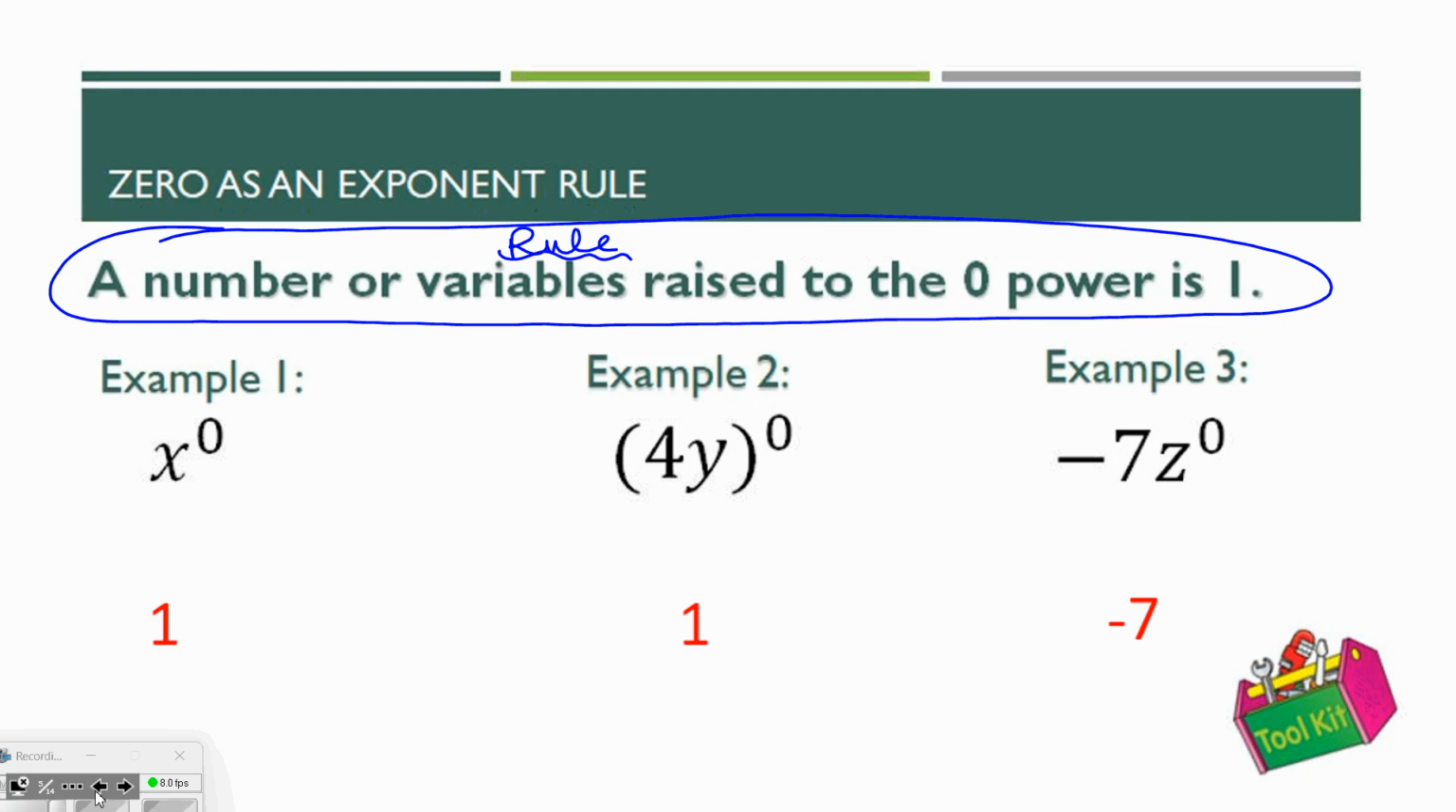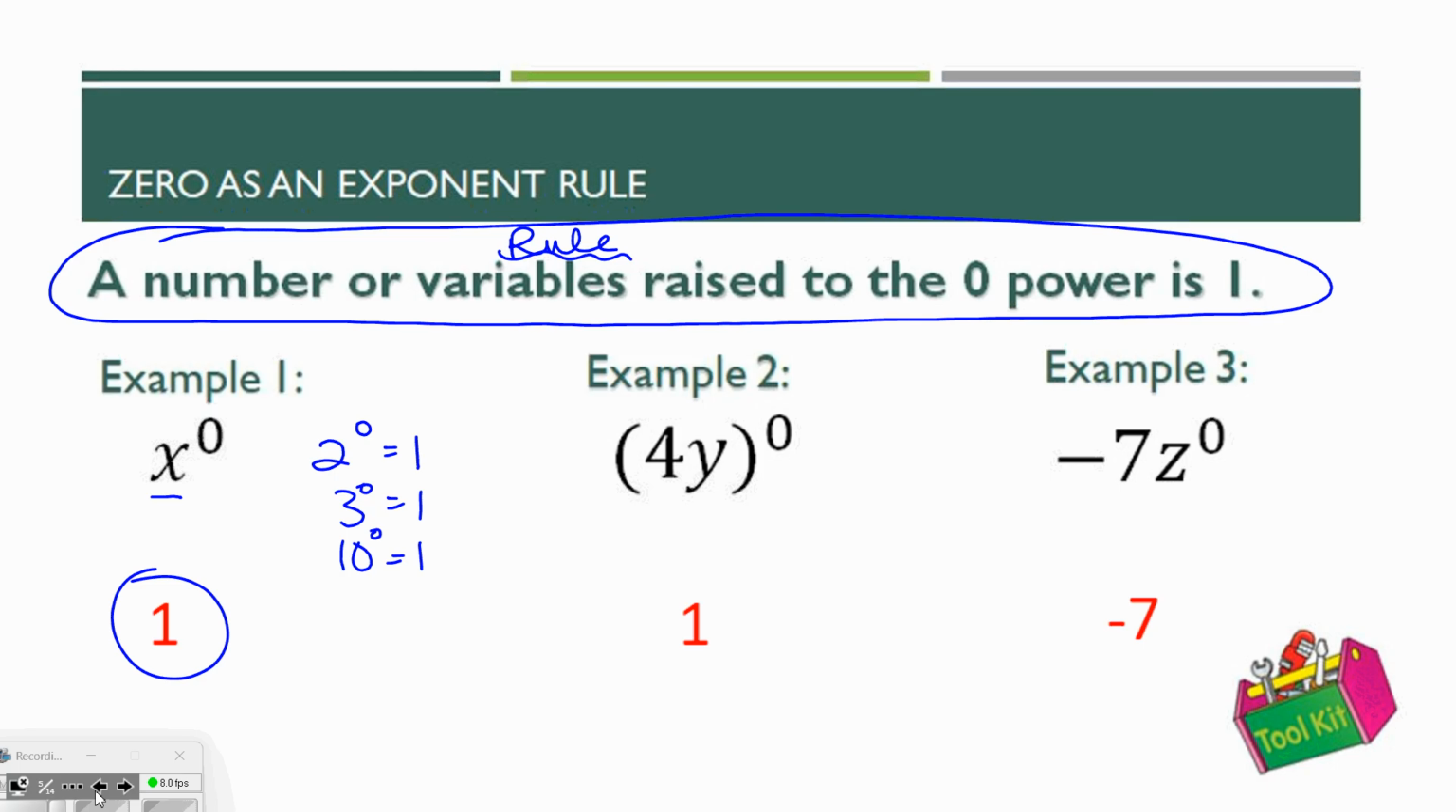So example number 1, x to the 0 power. Just like 2 to the 0 was 1, 3 to the 0 was 1, 10 to the 0 was 1. Remember, x is just a variable. X just represents any number. So any number to the 0 power is also 1.